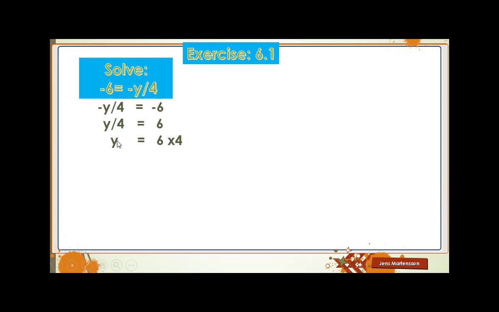Minus minus cancel. Here 4 is dividing y. y over 4 equals 6. So this 4, when it moves to the right hand side, becomes 6 into 4, right? 6 fours are 24. So let's find out whether this value is true for the given question.